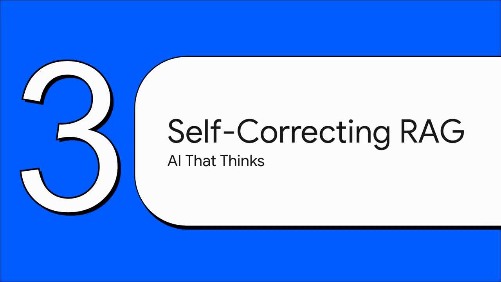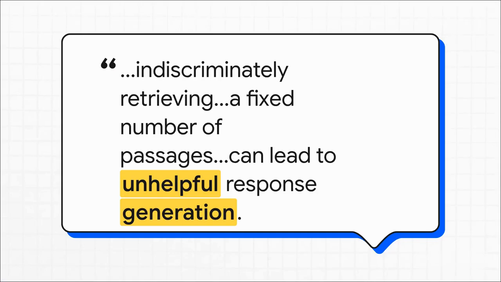All right, so we've made the retrieval part smarter, but now we're getting to what I think is the most exciting leap forward. Building a system that can actually evaluate its own work and correct its own mistakes. This is self-correcting RAG. So check out this quote from the researchers behind a system called self-RAG. They make a really crucial point. Just blindly grabbing a bunch of documents and stuffing them into the prompt, well, it doesn't always work. Sometimes that information is totally irrelevant, or even worse, it can be misleading.